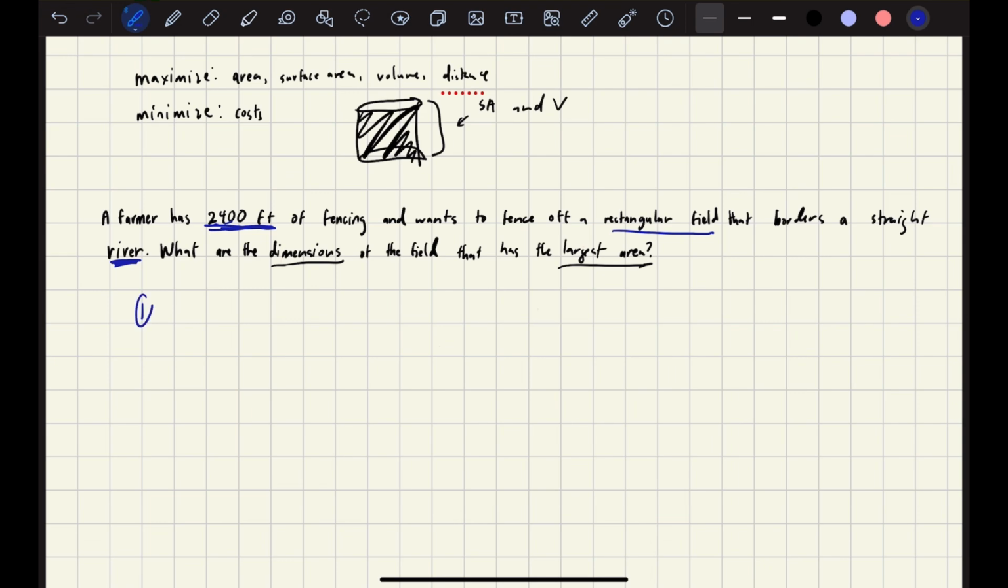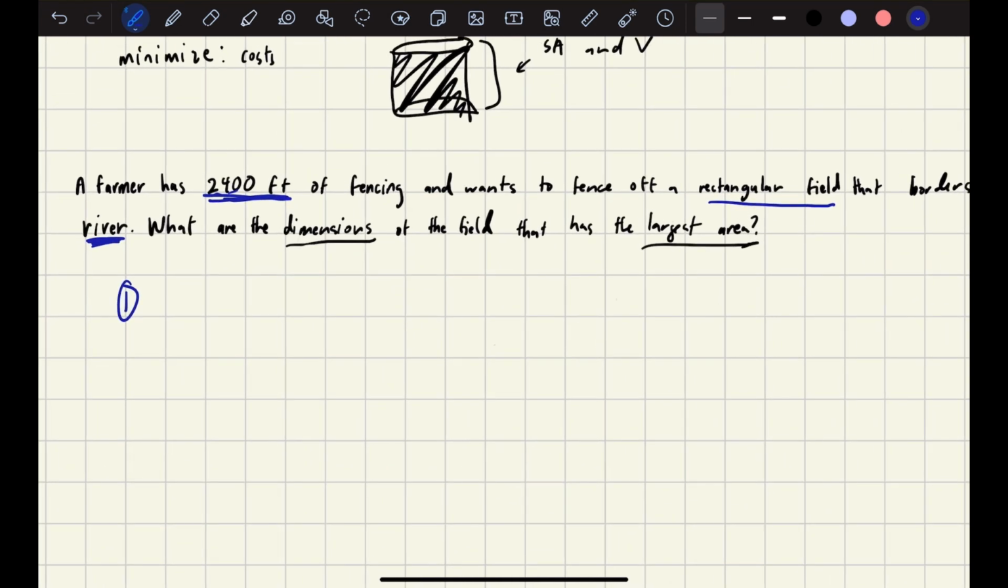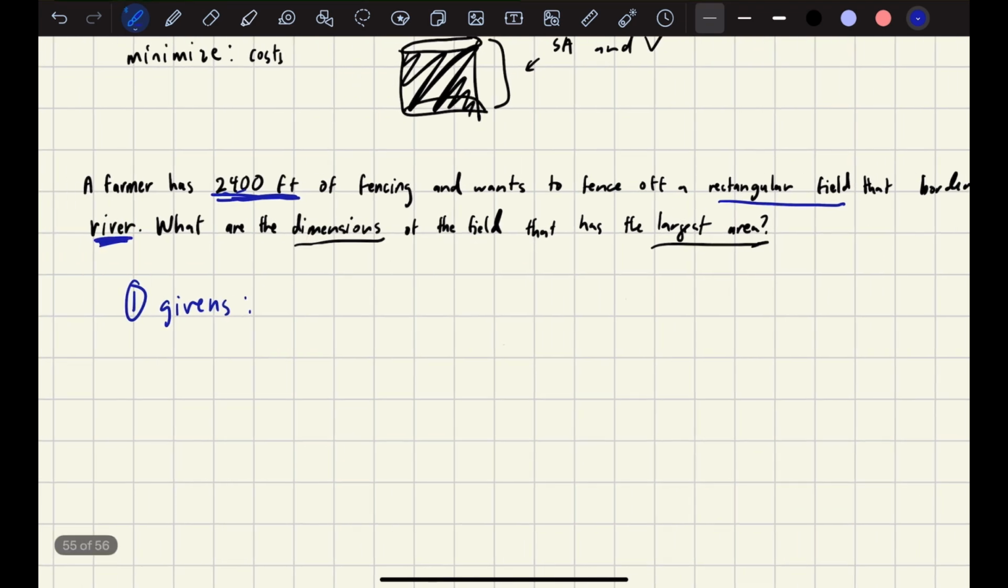First, we're going to figure out what the givens in our problem are. Here, we have a value right here, so total feet is equal to 2,400. That's how much we can use to fence off this field. And the question asks for the dimensions of the field that has the largest area, so we know we're going to have to maximize area.